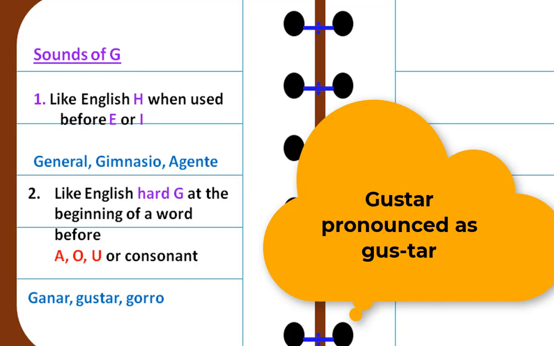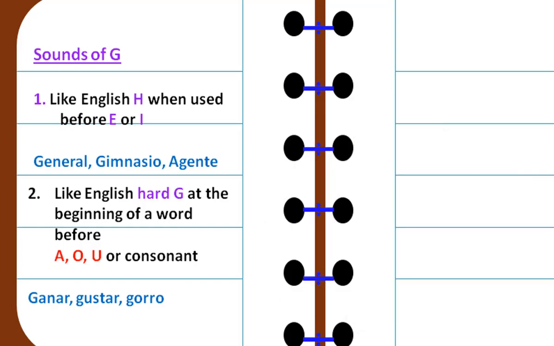Next one: U is there after G, so it becomes gu, gustar. It's a two syllable word again. Gustar, which means to like. The third one, with the presence of O, becomes gorro. These all sound just like English hard G because A, O or U come after the letter. Ganar, gustar, gorro.